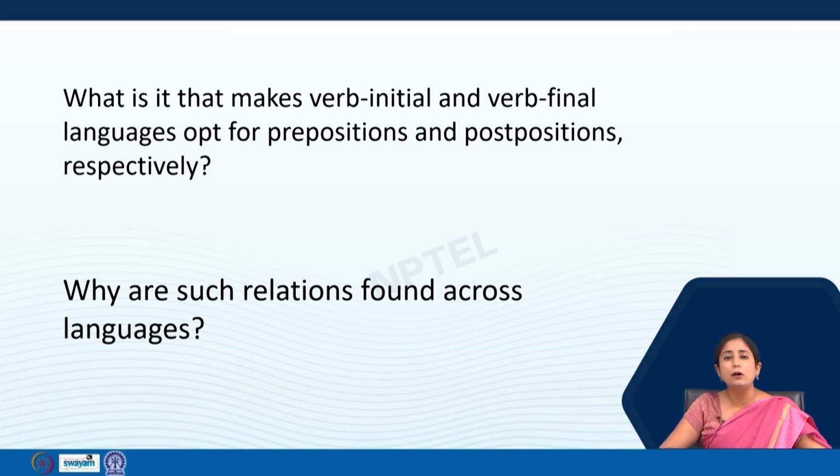Now I gave you examples of Hindi and English, which are very different languages. It's not like one who doesn't know Hindi will easily understand Hindi if he or she knows English, or one who knows Hindi will easily understand English if he doesn't know it. So they are different languages.